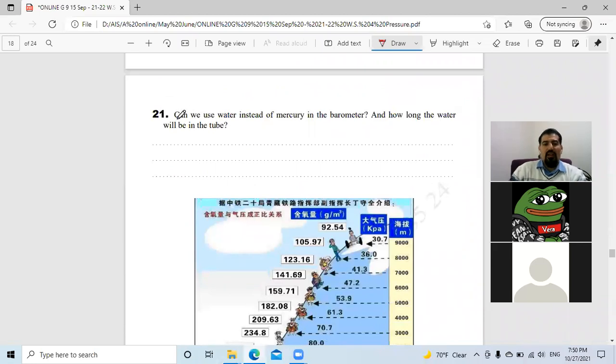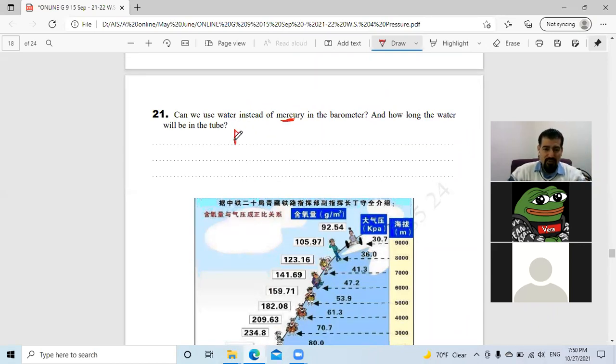Question number 21: can we use water instead of mercury in a barometer? Yes, but the problem is how long the tube must be, and how long the water will be in the tube. Water will also evaporate easily, not like mercury.